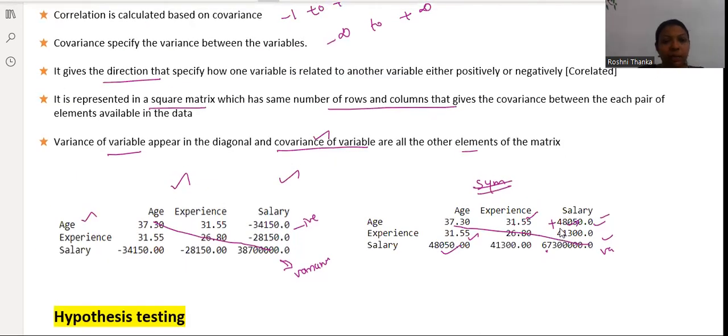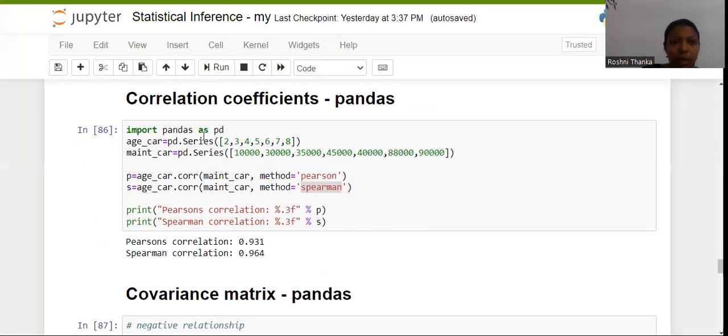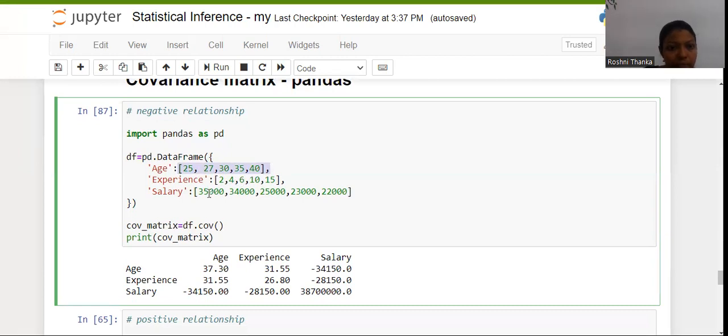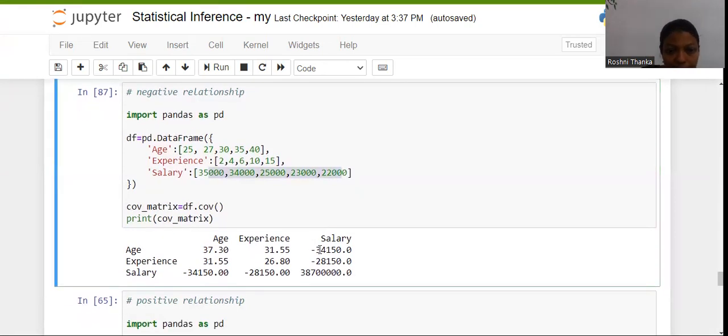Now let us check it with code. Here I have again used the pandas library to find the relationship between these different features. I have created a data frame for age, experience, and salary. Here I have given it so that as the age increases, the salary is decreasing. If one value increases and another decreases, it's a negative correlation. That's why you can see I'm getting the negative value.